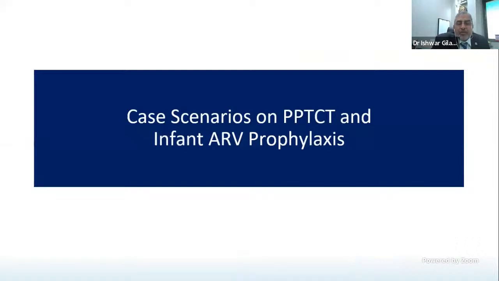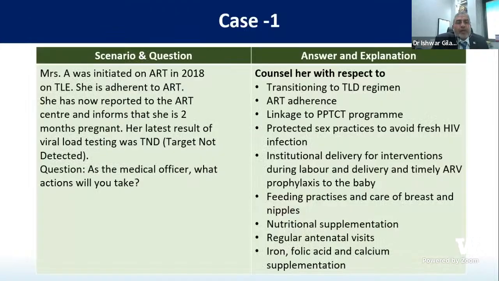Now we go to some case scenarios on PPTCT and infant ARV prophylaxis. In case one, the scenario is: Mrs. A was initiated on ART in 2018 on TLE, so an efavirenz-based regimen. She is adherent to treatment. She has now reported to the ART center and informs that she is 2 months pregnant. Her latest viral load result was target not detected. The question is, as the medical officer, what action will you take? So just think over it and then we'll go through the action.